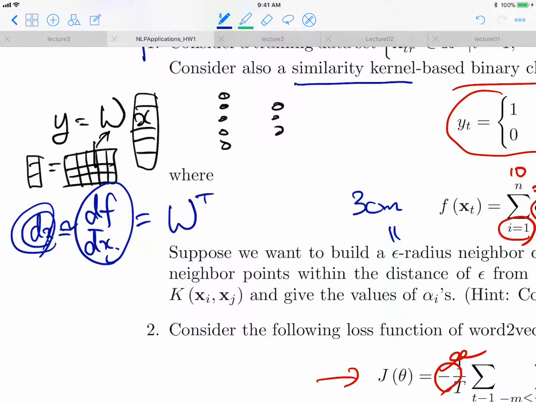So if you don't know about it, then I strongly encourage you to go to the CS231N and do the homework about the backpropagation. Anyways, sorry, but this Y should be here.